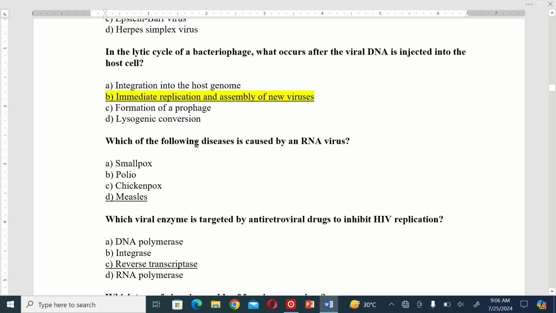Which of the following diseases is caused by an RNA virus? A. Smallpox. B. Polio. C. Chickenpox. D. Measles. So the correct option is measles.